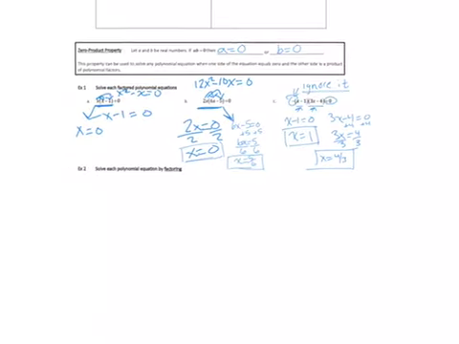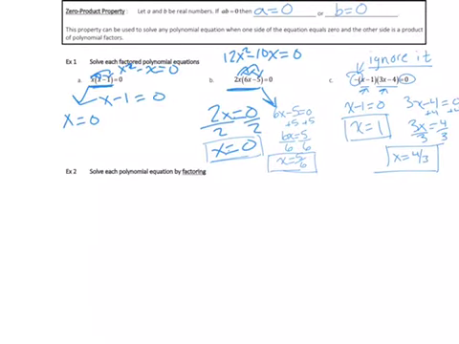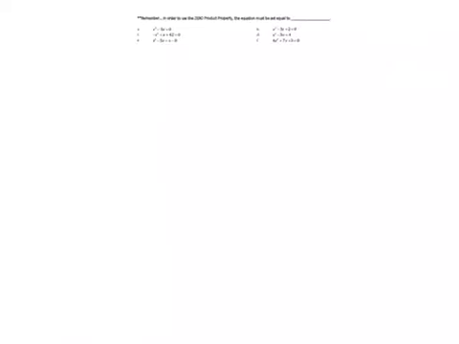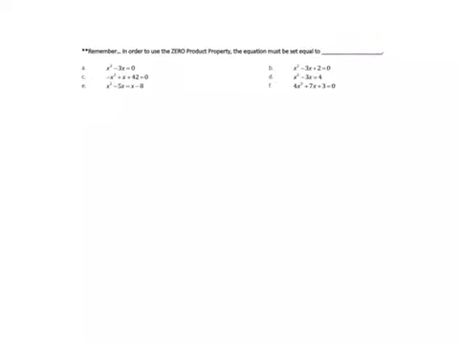Okay, so the next step is to solve each polynomial equation by factoring. I've got to go to the next page for this one. Remember, in order to use the zero product property, and you know what, I'm going to go ahead and highlight this one because this is very, very important. In order to use the zero product property, the equation must be set equal to 0.